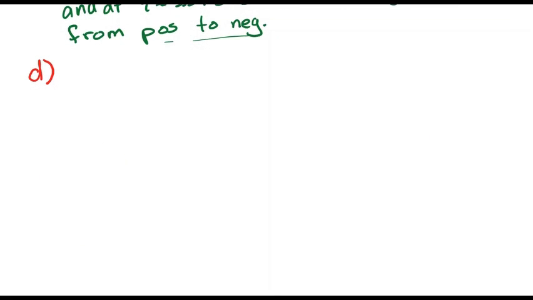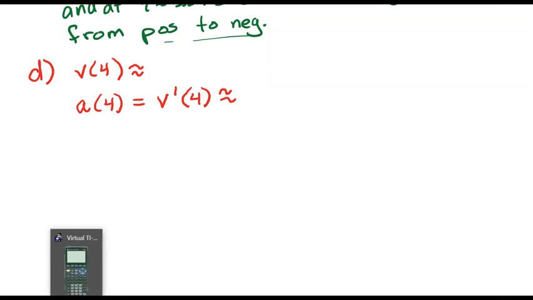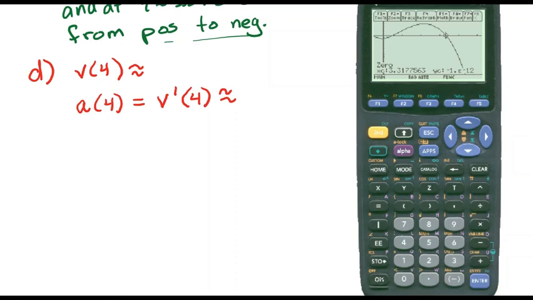So we're interested at time 4. So we want to find out what we know about v of 4. That's just a home screen question. And acceleration at time 4, that's also a home screen question because we can just do the derivative of v of 4. And then we can compare the signs of these two values. So let's take a look at doing that.